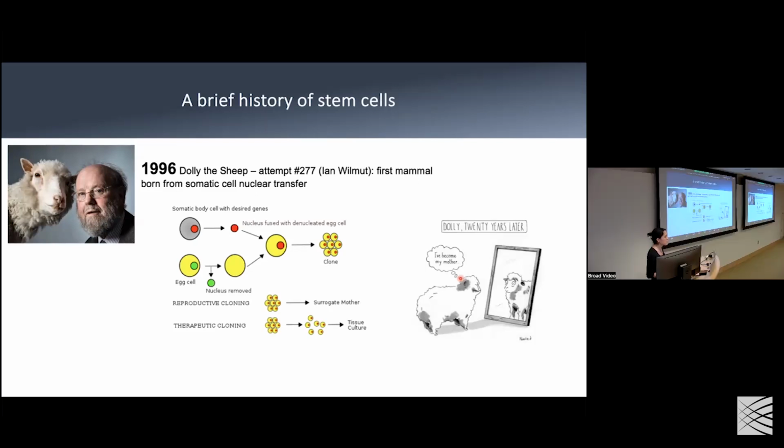Since Dolly, there have been many other mammals born through somatic cell nuclear transfer. Many different mammals have been cloned. And obviously, it's led to controversy about the potential applications of this technology in humans.